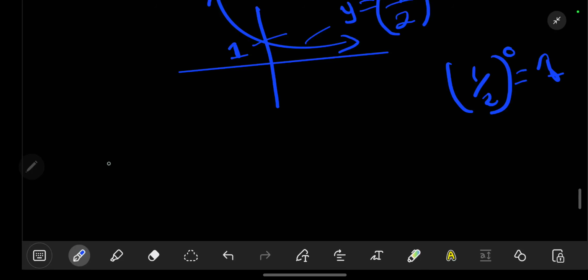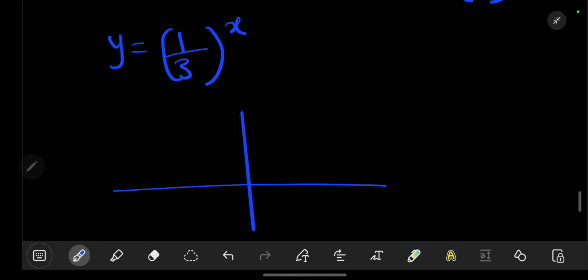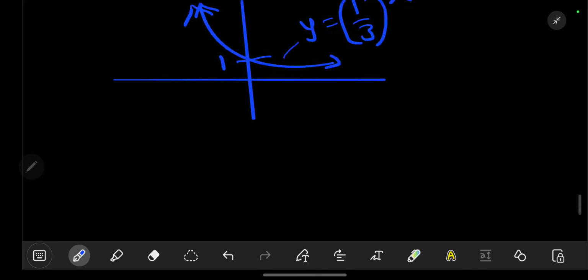So if you are provided with a graph and you're required to graph y is equal to 1 over, let's say, 3 to the power of x, this is still the same. You are just going to look at one point, but since this value is less than 1, it is in between 0 and 1. 1 over 3 is equal to 0.333. So that means to say the graph will look like this. So we have our positive 1 there. Then the graph is moving like that. So basically that is how you graph 1 over 3 to the power of x.